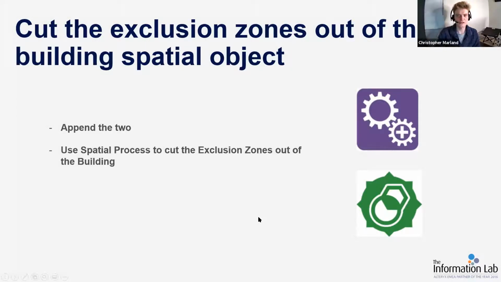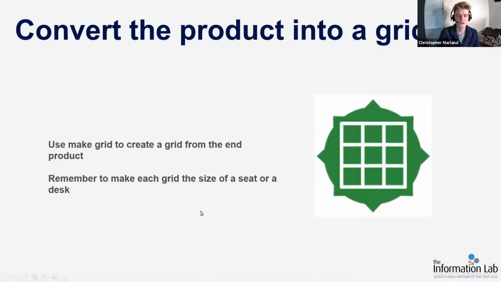So we're cutting the exclusion zones out of the spatial objects once they're together. Then we just convert the product into a grid. In this bit, it was quite important that the square is the size of a chair. If you're doing this for an office, you'd want that to be the size of a desk, for example. But we made this adjustable, so if we were going to give this to other churches, they could say, actually, our seats are this big.